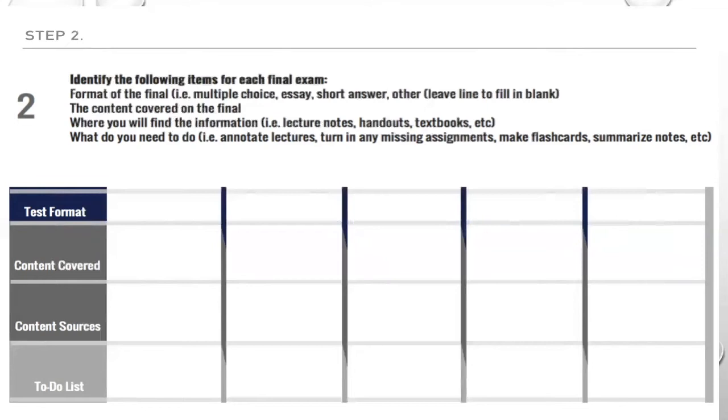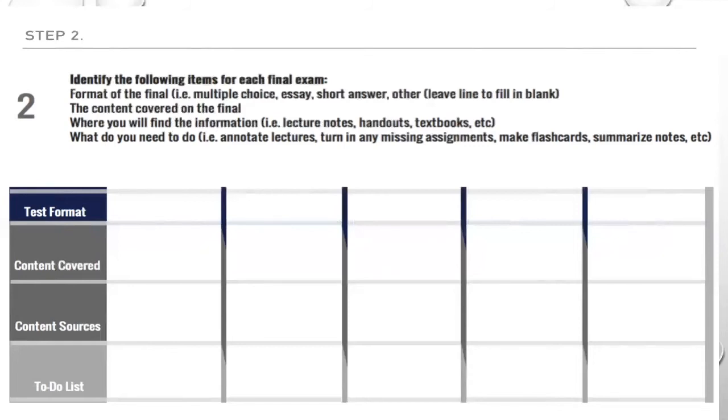And then listing the content that's going to be covered on the final. Is it chapters 1 through 5? Is it an entire book that you read? Is it just on lecture notes or handouts? And that's actually going to be listed on content sources. So where is the information coming from? Is it coming from your textbook? Is it PowerPoint slides from your professor? Is it your own notes? So figuring out what information you will need to find in order to study that information.